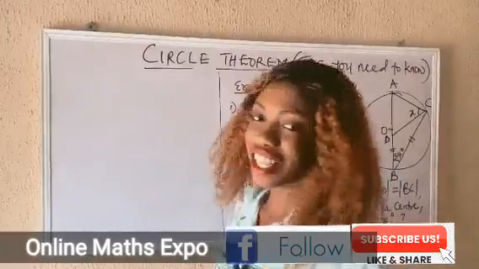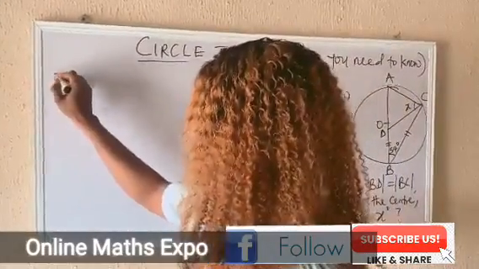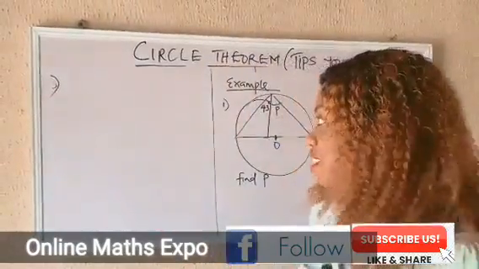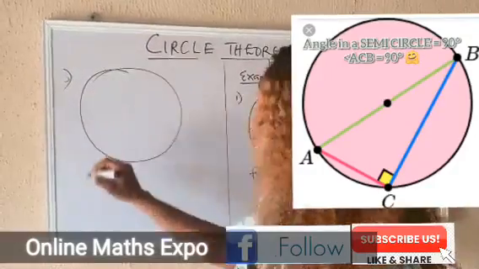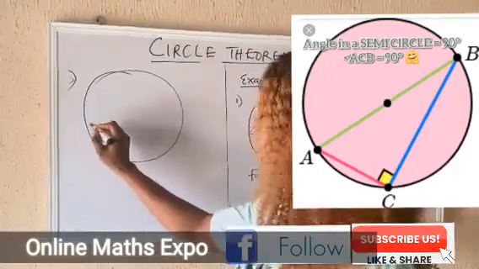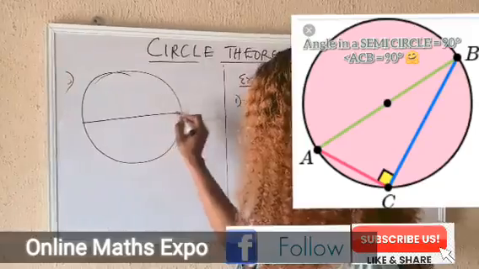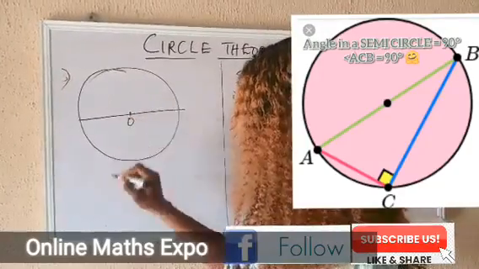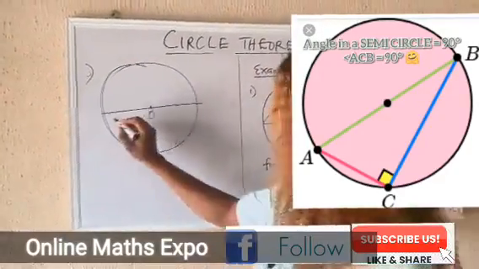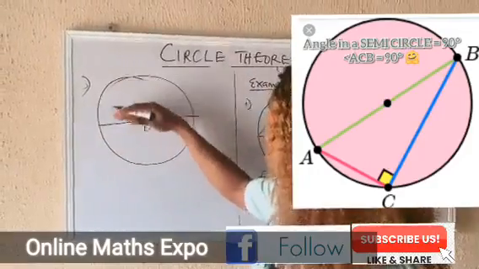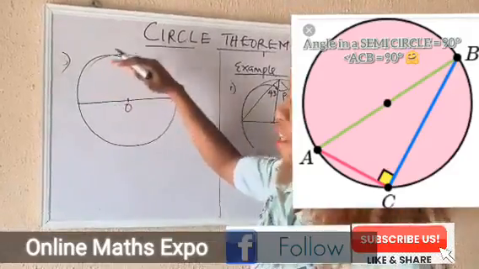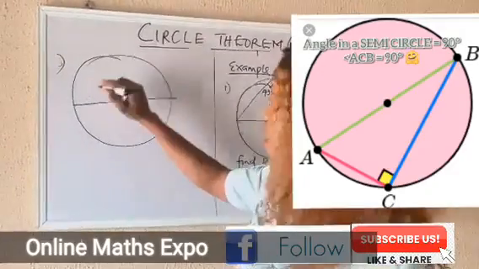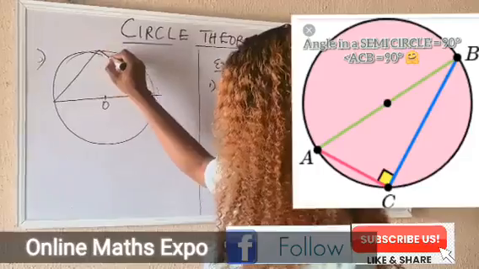Okay, we go to the third theorem, which is angle on a semicircle. This is our circle, and you know semi is half of the circle. So if this is half of the circle, this becomes the center. What does the theorem say? That angle on a semicircle, this is half of the circle, this is half of the circle, so we call it semi. So angle on the semicircle is always 90 degrees.